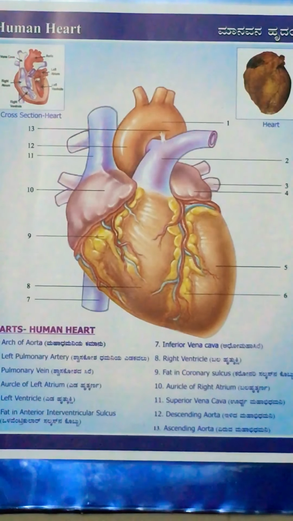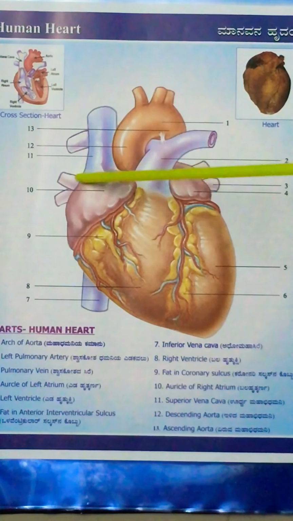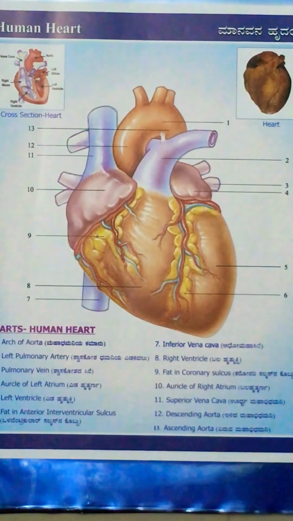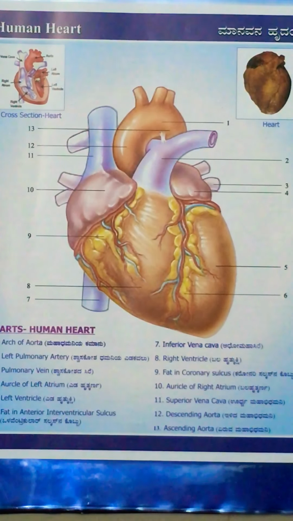This is called a double circulation, because the deoxygenated blood and oxygenated blood move two times in the heart. That is called a double circulation in a human body.